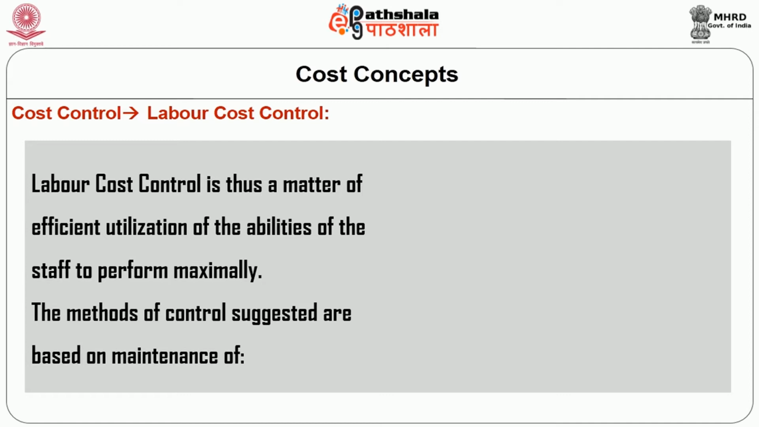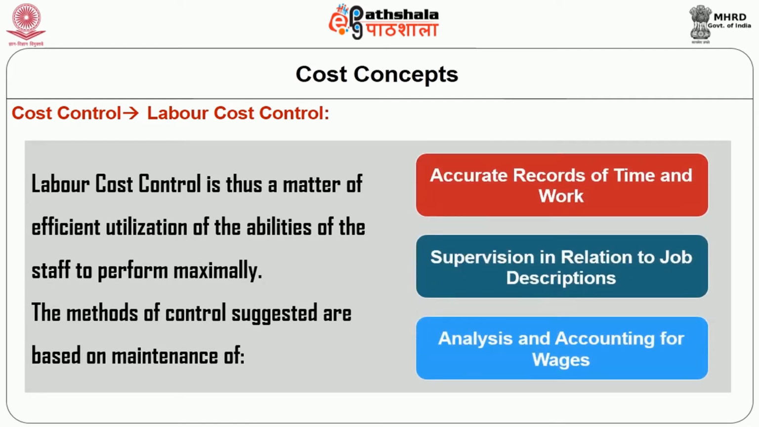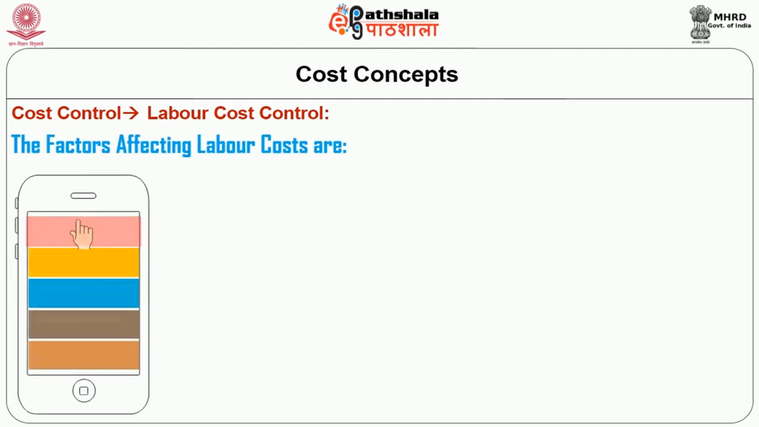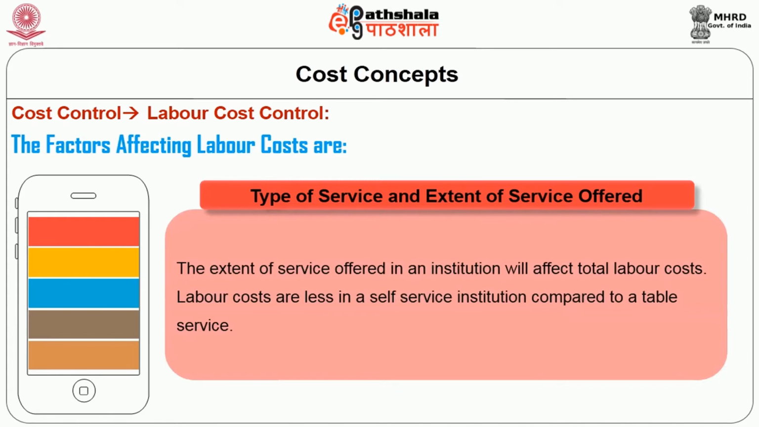Labor cost control is thus a matter of efficient utilization of the abilities of the staff to perform maximally. The methods of control suggested are based on maintenance of accurate records of time and work, supervision in relation to job descriptions, and analysis and accounting for wages. The factors affecting labor cost are type of service and extent of service offered. The extent of service offered in an institution will affect total labor cost. Labor costs are less in a self-service institution compared to a table service.